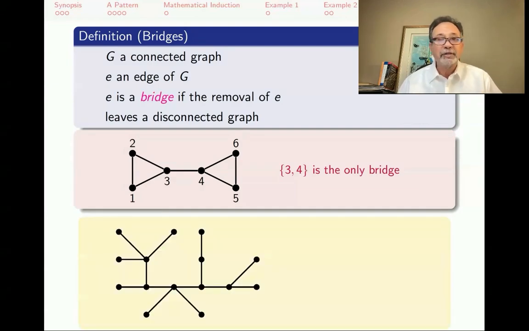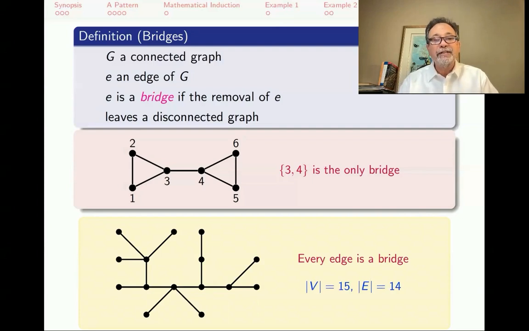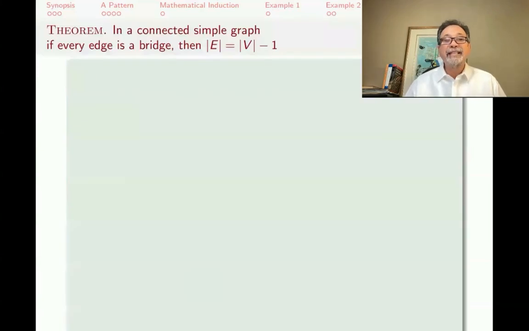Here's another graph. This is something called a tree. In this graph, every edge is a bridge. If you take any of the edges, something is going to be left disconnected from another one. If you actually count, you will see that the number of vertices is 15 and the number of edges is 14. The number of edges is 1 less than the number of vertices. When we put absolute value of a set, we mean the size. So the number of vertices is 15, the number of edges is 14. And what I want to prove is this theorem that in a connected simple graph, if you know that every edge is a bridge, then automatically the number of edges is exactly 1 less than the number of vertices.